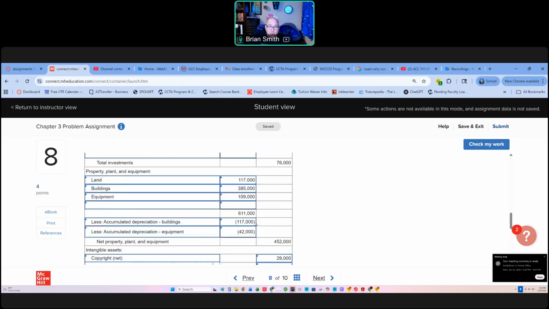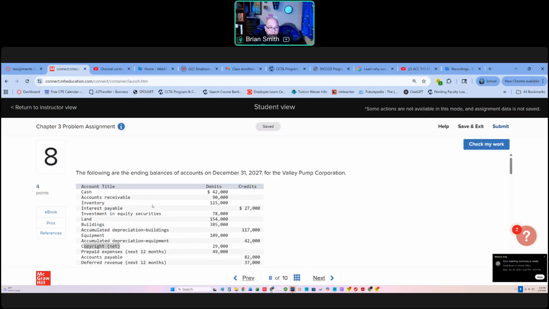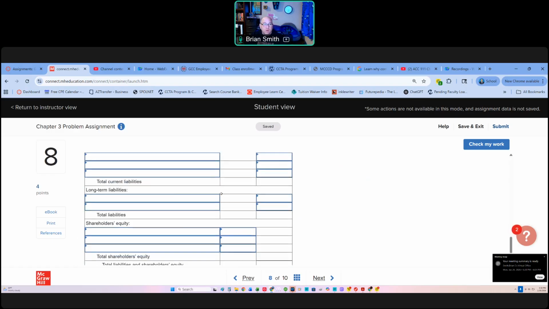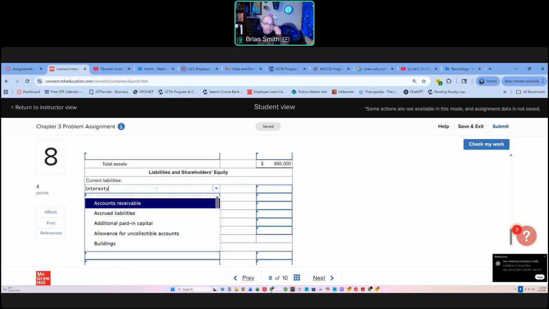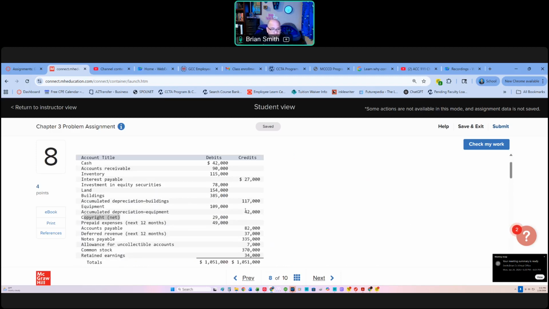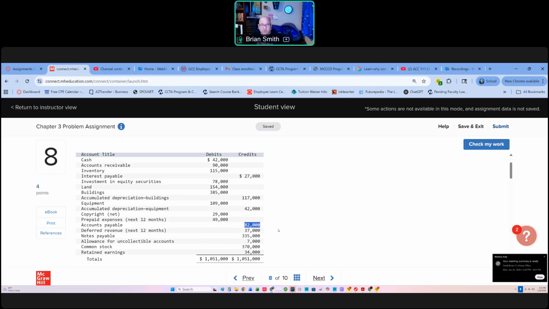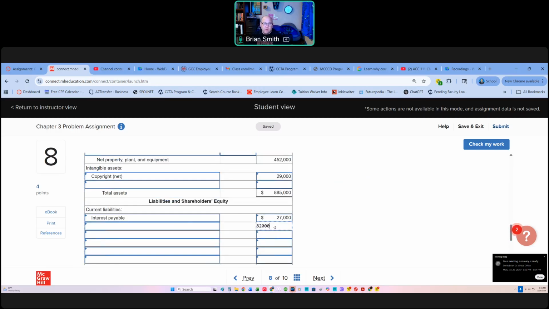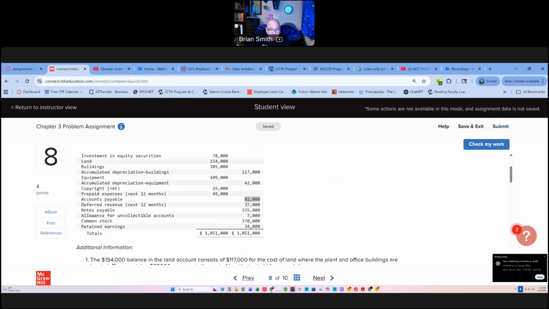Now let's boogie down onto current liabilities. All right, let's start up here. Oops, let's go back up here. Top, interest payable, 27,000. Let's throw that in there. Interest payable was 27,000. Then we have, just looking at my phone too. Okay, I think we're good with everything above that. We've already done this 7,000 too. So this one is accounts payable, 82,000. Okay, next, deferred revenue, 37,000.